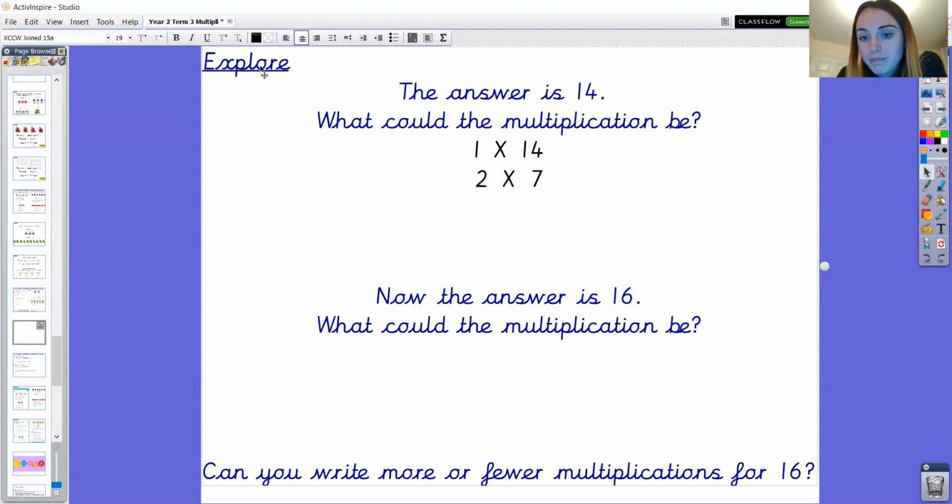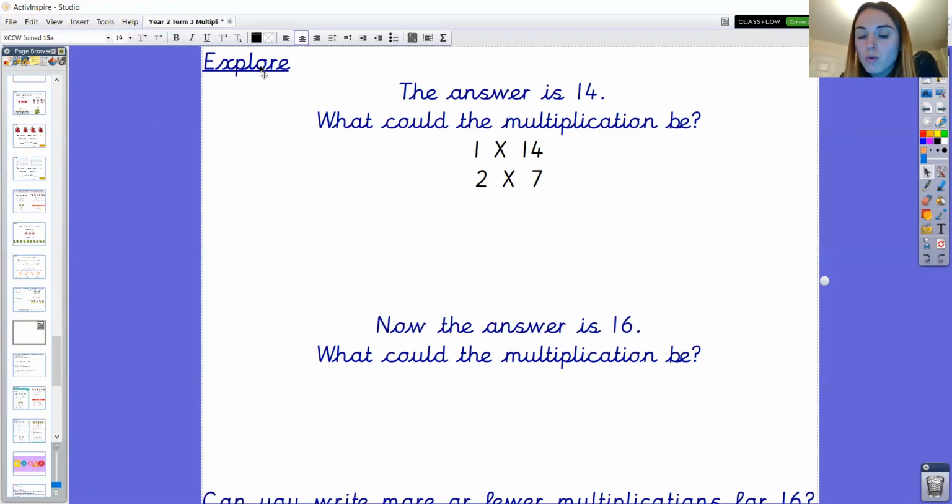Now remember, multiplication is commutative. So the factor pairs can be written in either order and the total, so the product, remains the same. So using this rule, how could we write that multiplication the other way round? Brilliant. So this time we'll start with the factor 7 times 2.